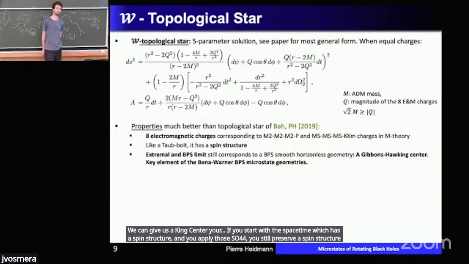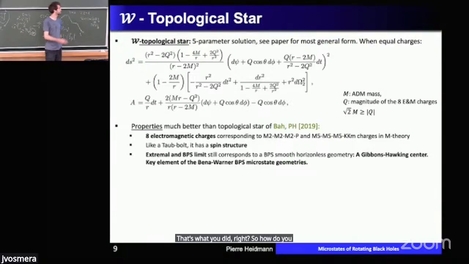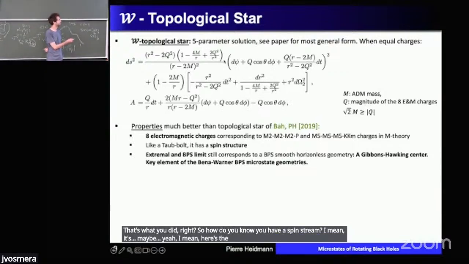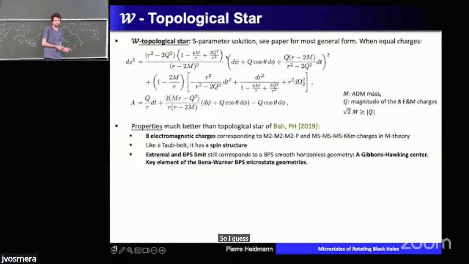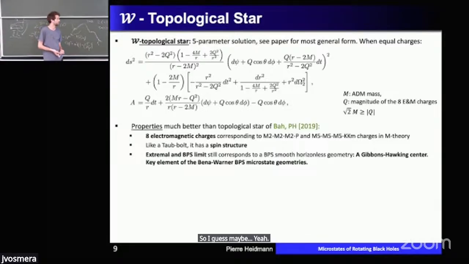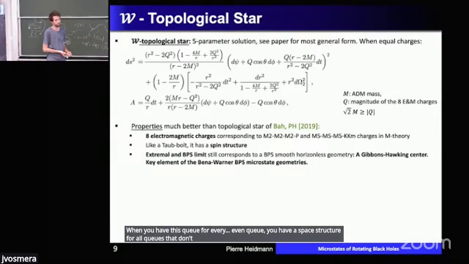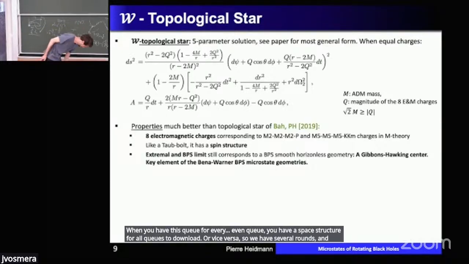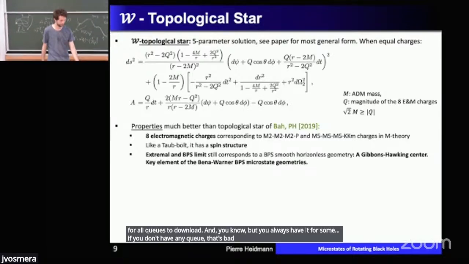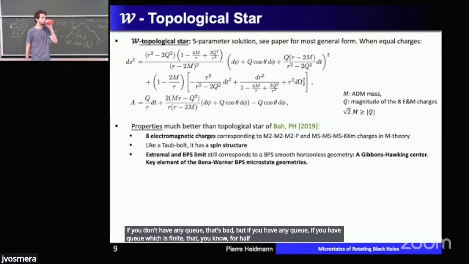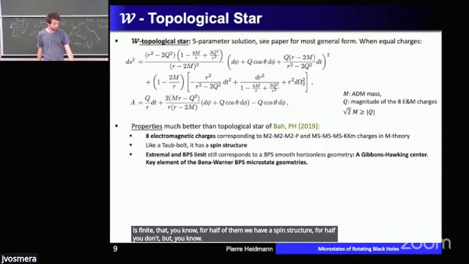Is that the true statement? I don't know, I don't think so. That's what you did, right? So how do you know you have a spin structure? I mean, the problem with spin structure is really when this circle pinches off, like this guy. You look close to R equal to where this is 0, and here it is actually like a top bolt geometry. Okay, so it closes like a double bolt. Okay, I see. When you have this Q, for every even Q you have a spin structure, and for all odd Q you don't, or vice versa. So we have some around, but you always have it for some. If you don't have any Q, that's bad. But if you have a Q which is finite, then for half of them you have a spin structure, for half you don't. You always find some with a spin structure.